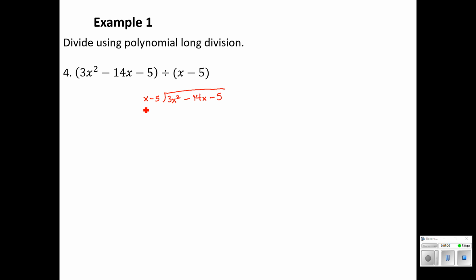All right, the question we're trying to ask ourselves is, what do I need to do to make this x value, the leading term of my divisor, perfectly match this 3x squared? Because I want them to eliminate eventually. So in order to turn this x into a 3x squared, I would need to multiply by 3x. Okay, so 3x, that goes in the x column of my quotient. And then just like long division, we have to multiply that by what's out front. 3x times x is 3x squared. 3x times negative 5 is negative 15x.